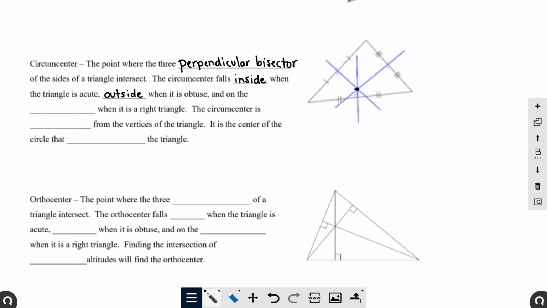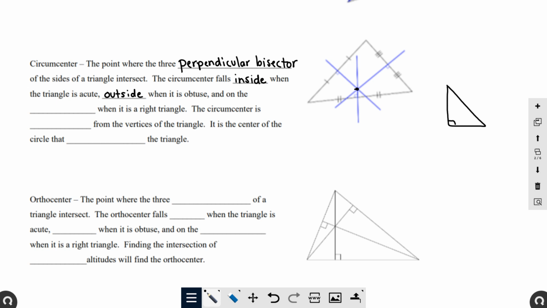And then where would it fall if it is a right triangle? Well, where's the center of a triangle? Let's draw a little right triangle over here to the side. Okay, here's our little right triangle. We said that if we have a circumcenter, it's made up of perpendicular bisectors, right?